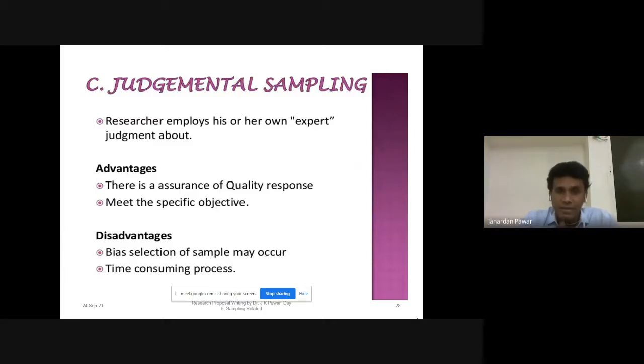They will make one statement or judgment, and that will be called expert judgment, by going through your performance, by going through your research proposal. And on that basis, on their judgment basis, people will be selected for PhD or the further process of PhD. So this is judgmental sampling.